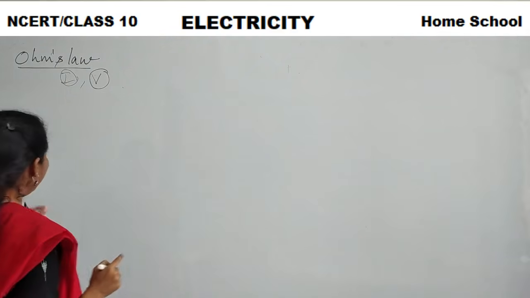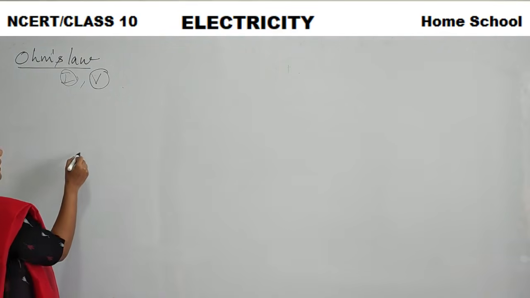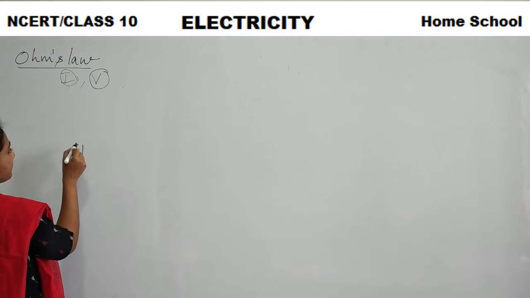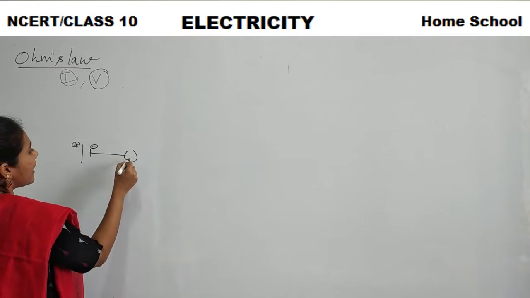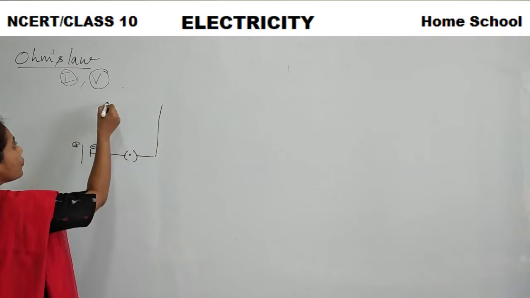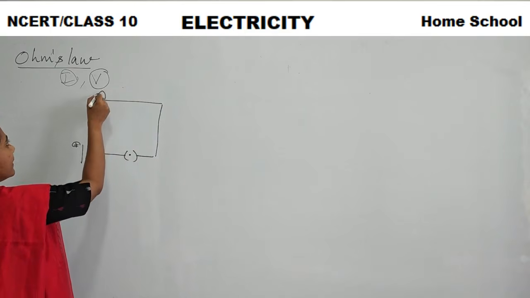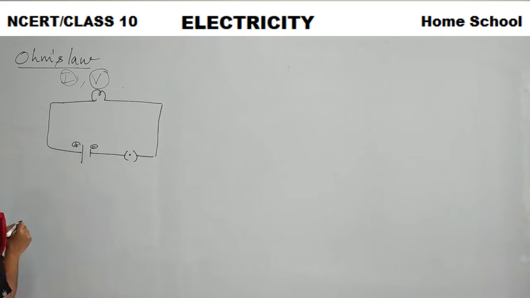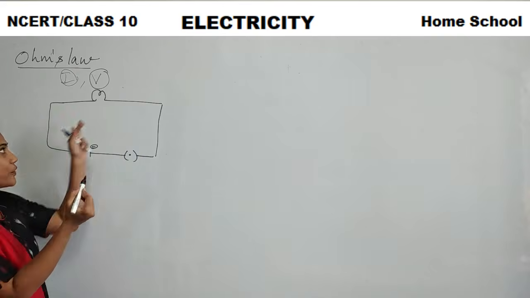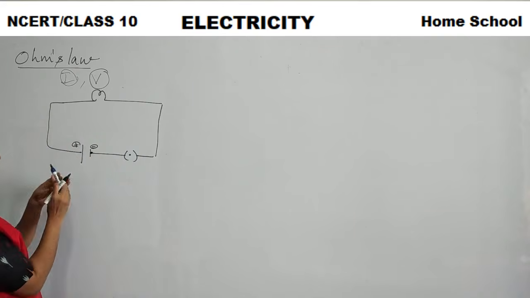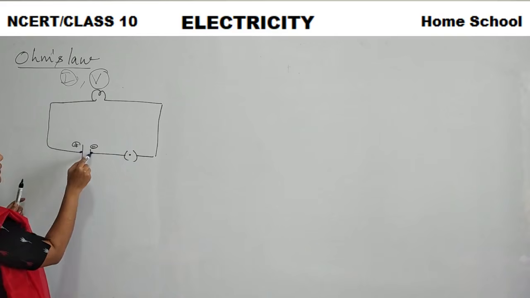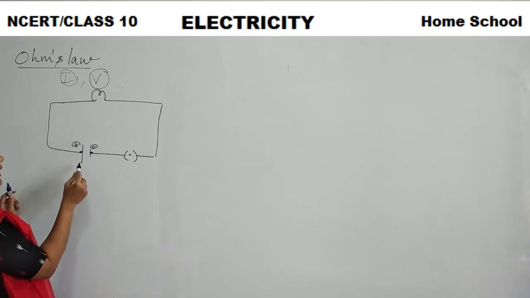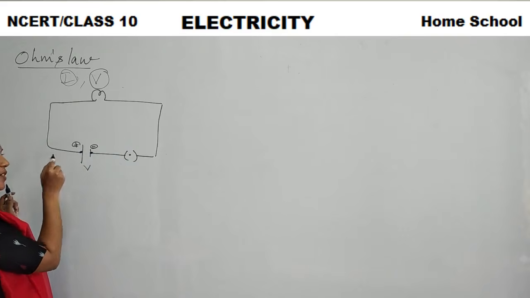See, let me draw a circuit here. Say this is our battery, positive terminal, negative terminal, and this is our switch. So here we have a device. Let me take a bulb, and this is a simple circuit, right? And there is a potential difference across the ends of this wire. This is one end of a wire, and this is another end of a wire. Definitely there is a potential difference across the ends of a wire.